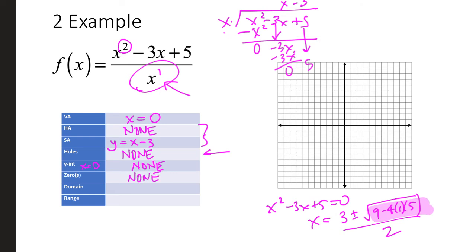You know what I just realized? I did not do the domain and range on the last problem because I was going to draw the graph and go back and do that. So let me do that really quick and I'll come back to this problem.